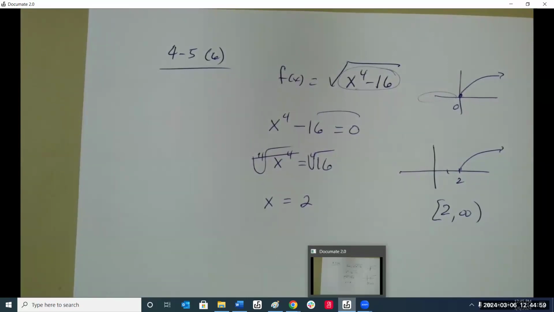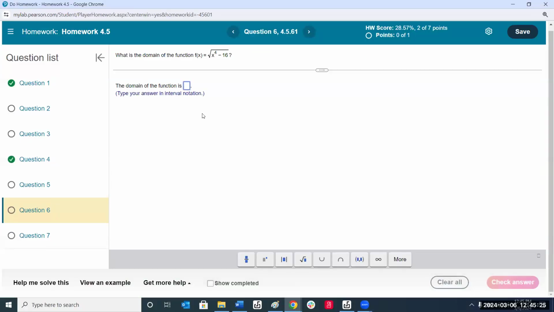Instead of setting it to 0, couldn't you just use the transformation? You could, but you know, it has to shift to the right. You still have to solve. You have to see exactly how far to the right you go. You know it goes to the right because it's x minus, but just how far? X to the 4th equals 16. In interval notation, so we have bracket 2 to infinity.